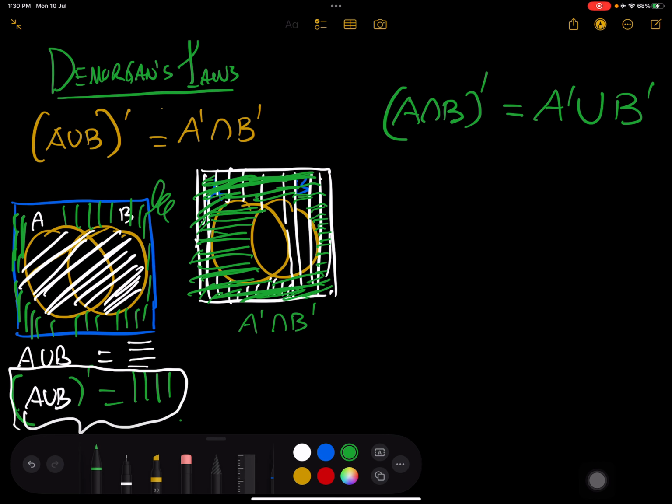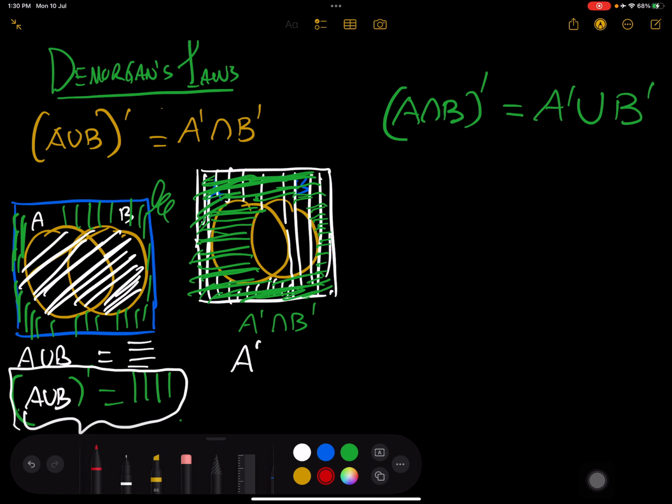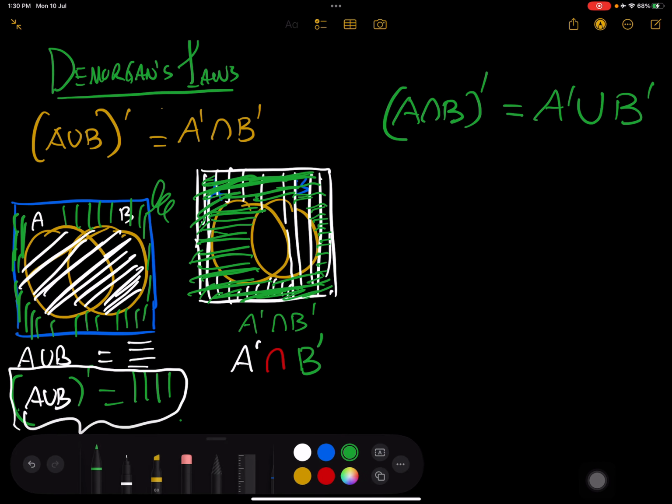So let's write it that way. We can say that our A complement is the white region, and we want to intersect it with our B complement. Our B complement is the green region. And where are they going to meet? They have to be both white and green. So the white and green is this section here.